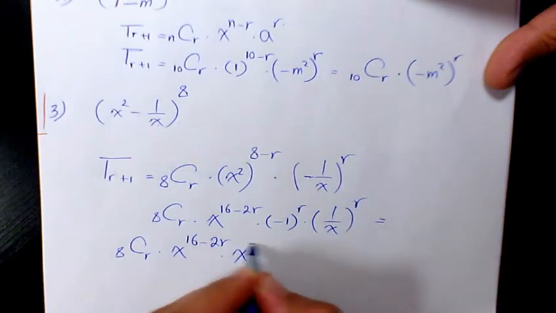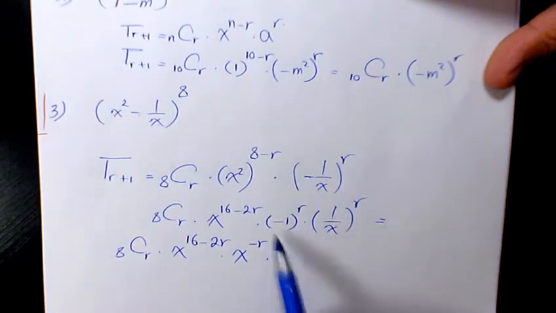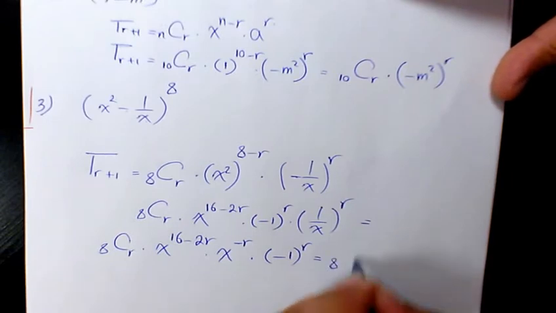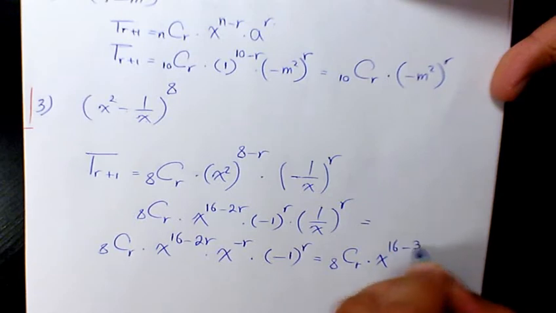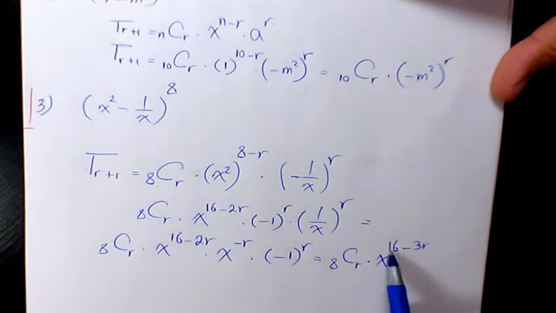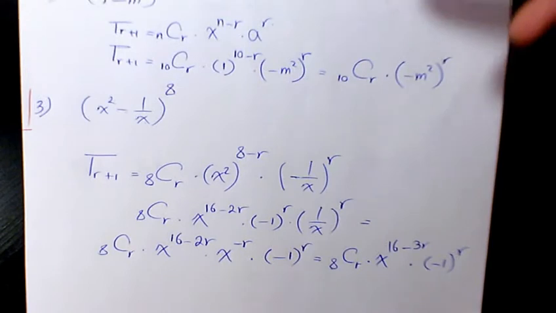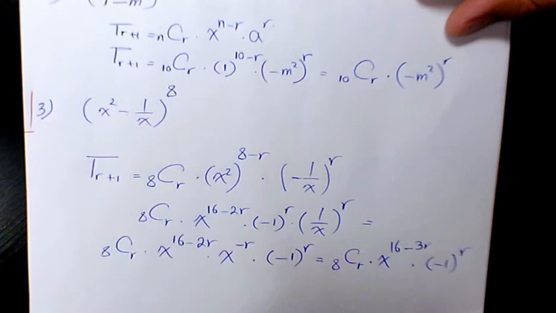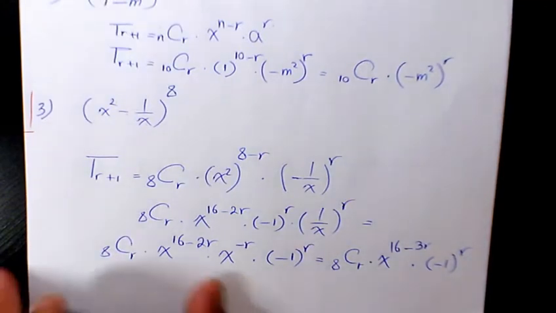Here we have x^(-r), because when it's in the denominator and you move it to the numerator, the exponent becomes negative, times (-1)^r. So that will be 8Cr x^(16-3r), because these two add to each other: 16 minus 2r plus negative r is 16 minus 3r, times (-1)^r. So that's the general term for (x^2 - 1/x)^8. Now let's take a look at the next example.